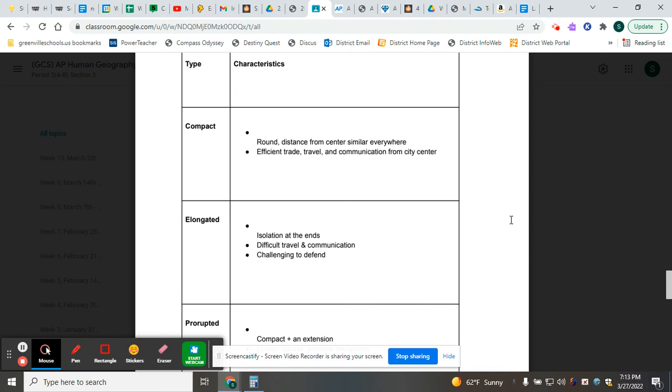The benefit of that compact shape is, simply put, efficiency, whether it's trade, travel, or communications. Compact states benefit from efficiency because, again, no matter where you are, take for example South Carolina. Columbia, the state capital, is right in the middle. That's very efficient for the running of this state.